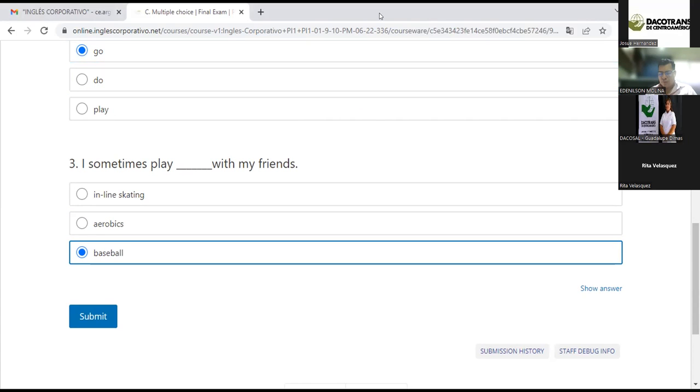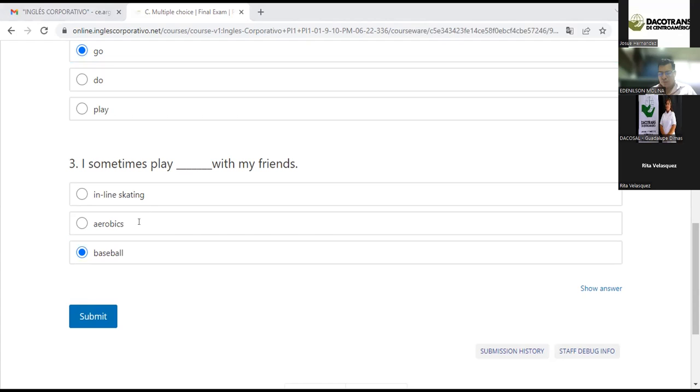¿Qué verbo sería el más indicado? Bien. Do. Do. Y inline skating. Este es como patinaje.